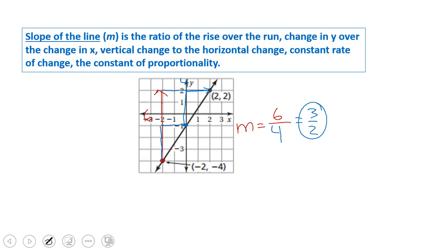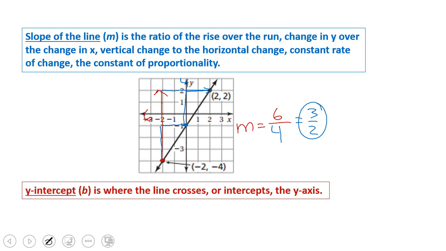Then we have the y-intercept, where the line crosses or intercepts the y-axis. As we look at this line, where is that? Where does it intersect the y-axis? Well, we're looking at this point right here, and that is at point (0, -1). Okay, so (0, -1) is where the y-intercept b is. And remember, the b is always in the position of y. So now we know that the y-intercept b is equal to -1.